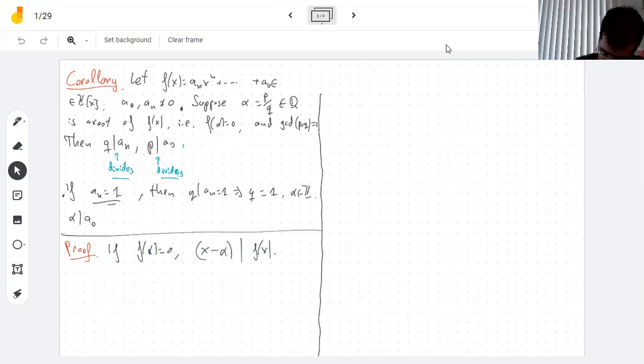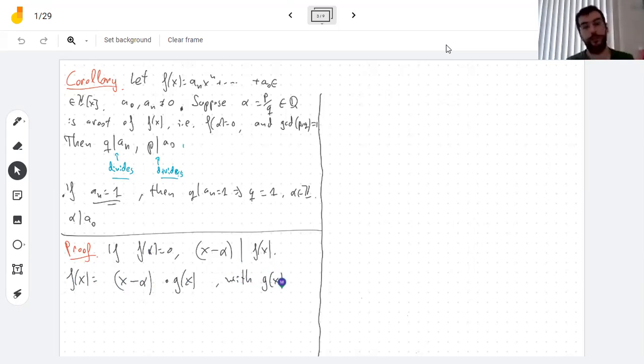So I can write f of x as x minus alpha times g of x. And this works over any field, by the way. Remember when I proved this, I'm not saying this works over the complex numbers. I'm saying this works over whatever field we start with.